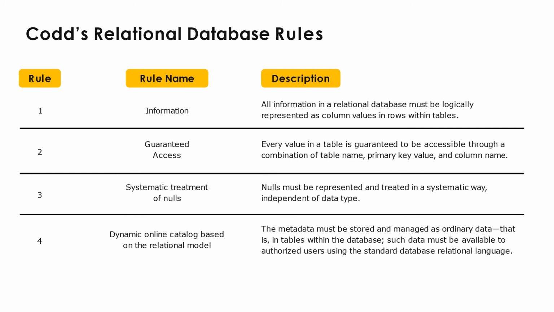Nulls must be represented and treated in a systematic way, independent of data type. Rule number 4, dynamic online catalog based on the relational model. The metadata must be stored and managed as ordinary data, that is, in tables within the database. Such data must be available to authorized users using the standard database relational language.